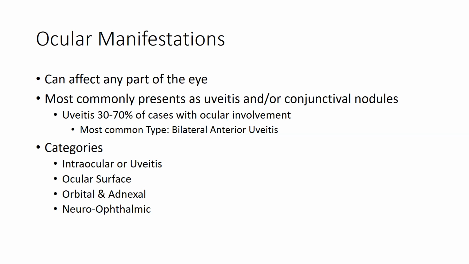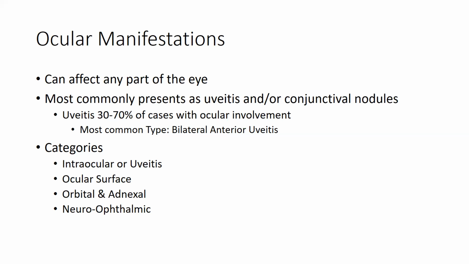So the important thing for us to say right off the bat is that it can affect any part of the eye and the adnexal structures. We'll touch on this a little bit throughout the presentation. It most commonly presents as a bilateral anterior uveitis, and we'll define what that is. Conjunctival nodules are very common upon presentation as well. This is important, as your ophthalmologist can help you, because this is a very easy area to reach to biopsy these nodules, and very easy for us to find on slit lamp exam.